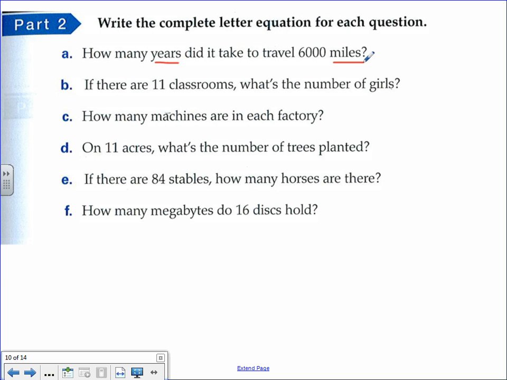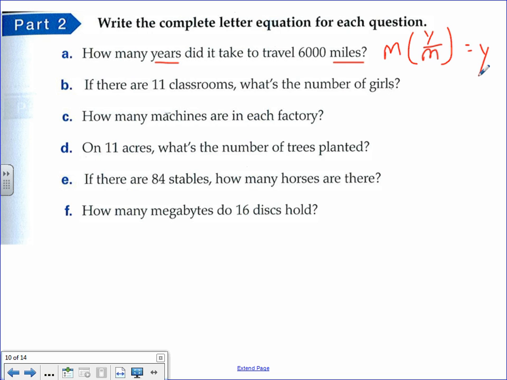So that will mean I need to start with miles. And since years is what is going to be in my answer, that is what is going to be on top. The m will be on the bottom, and it's going to equal years, again, because the question asks how many years. Okay, so go ahead and finish the rest of these, B through F.